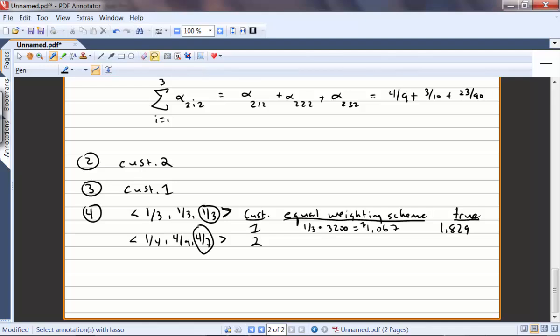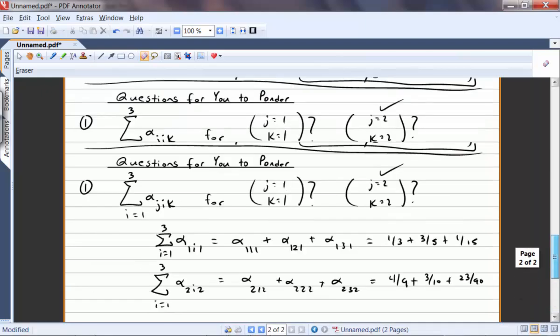All right. What about customer two? Customer two, if we use the equal weighting scheme, is going to get 1/3 times 3,200, 1,067. Customer three is also going to get 1,067 if we use an equal weighting scheme. Of the mixed cost, each one gets 1/3, right? But for customer two, what's the true weighting scheme for customer two? What should customer two have gotten?